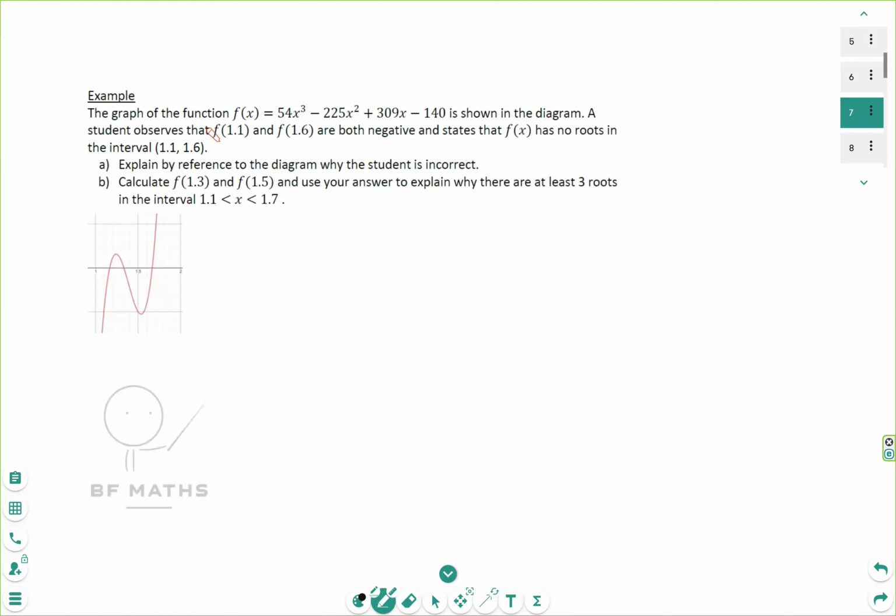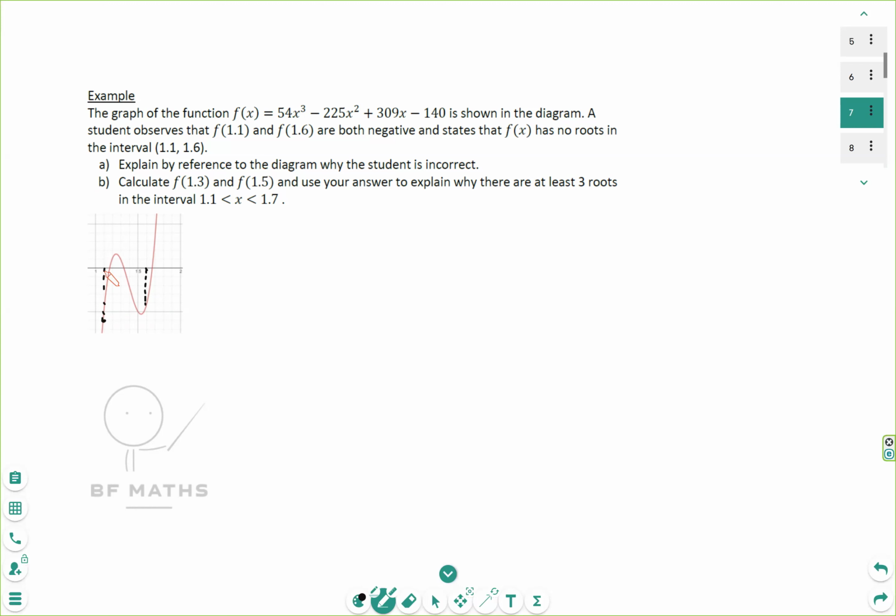The graph of the function f of x equals 54x cubed minus 225x squared plus 309x minus 140 is shown in the diagram. A student observed that f of 1.1 and f of 1.6 are both negative, and states that f of x has no roots between the interval of 1.1 and 1.6. Now, if we look at the graph, 1.1 is here, 1.6 is here. They're both negative. Explain, by reference to the diagram, why the student is incorrect.